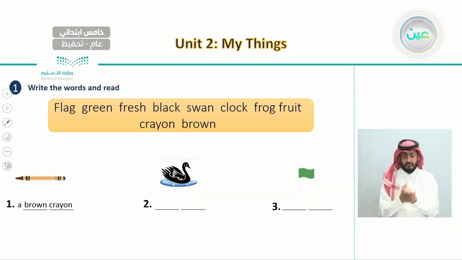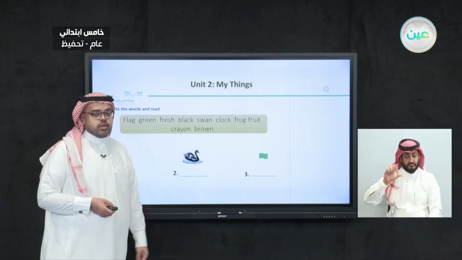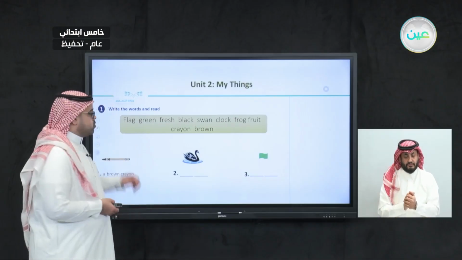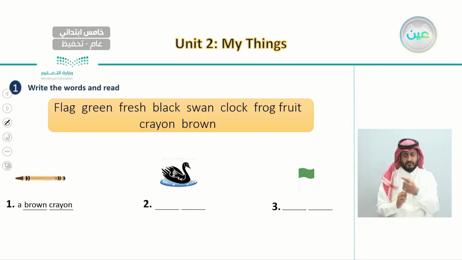The color of number 2 is black. Of course, it is black. So what do we call? So here we're going to cross first. We're going to cross the words that we used. So this is a black, but black what?